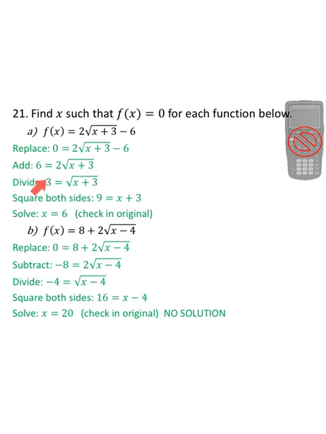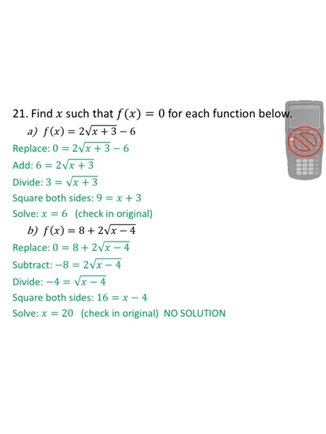6 divided by 2 is 3. 2 stuff divided by 2 is just stuff. Now that I have the radical isolated, it's a square root, so I'm going to square both sides. 3 squared is 9. The square root squared leaves me the radicand. To solve for x, I'm going to subtract 3 from both sides, and I get x equals 6.